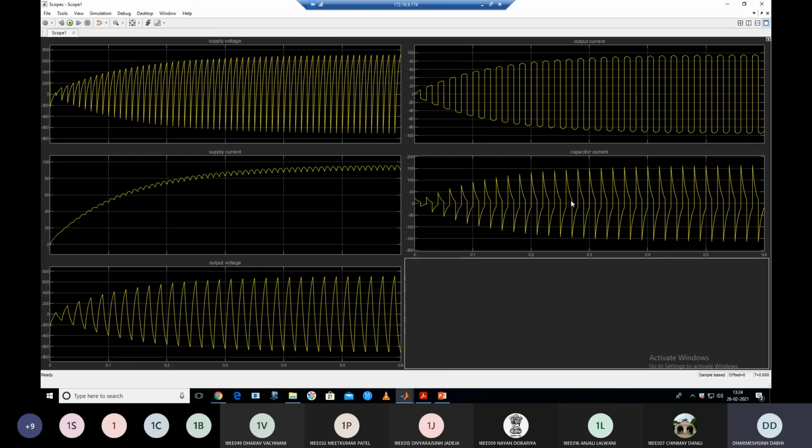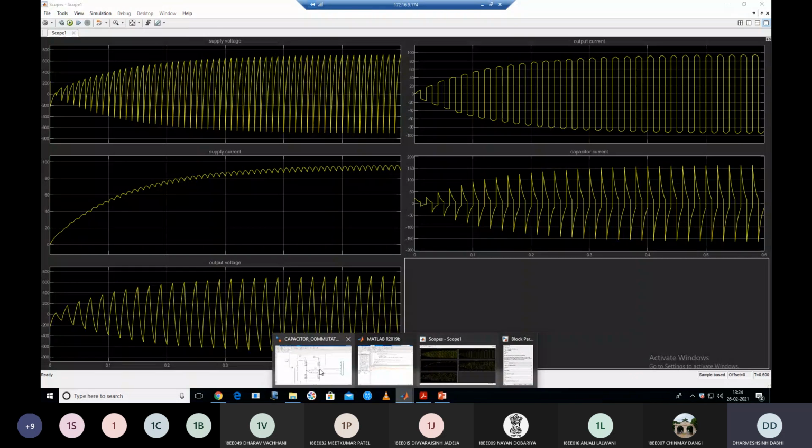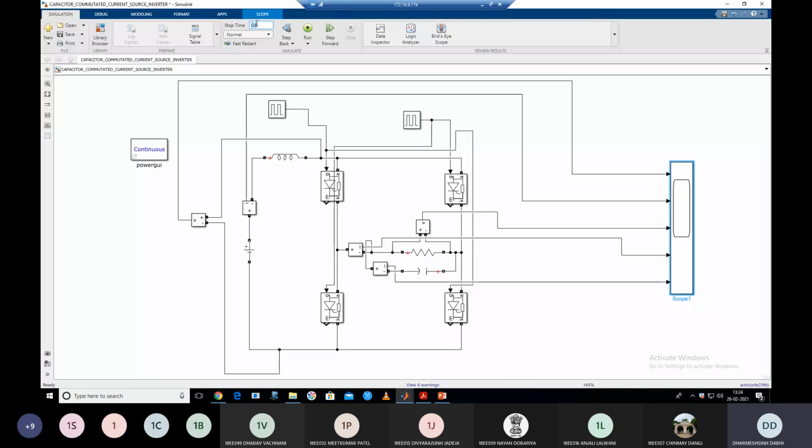But I think you cannot understand this graph for a higher simulation time, so that's why I take a very small time. So again change the simulation time to 0.04 seconds, so that you can see 2 cycles of output voltage.